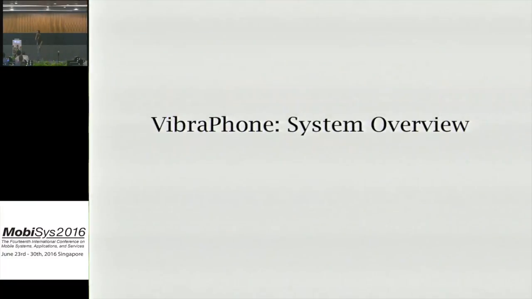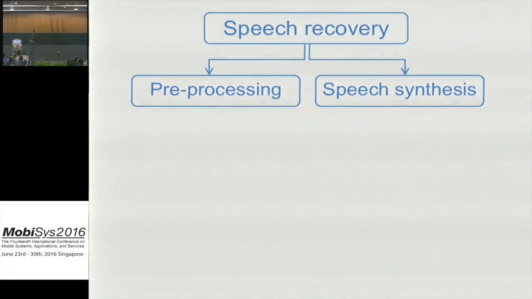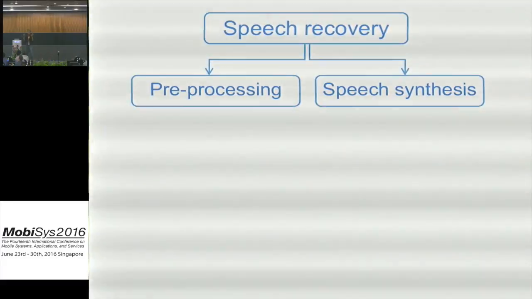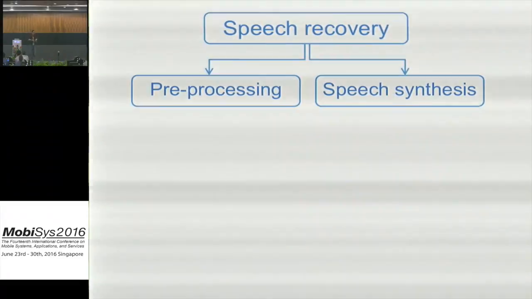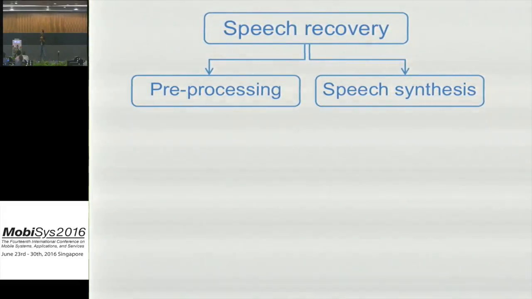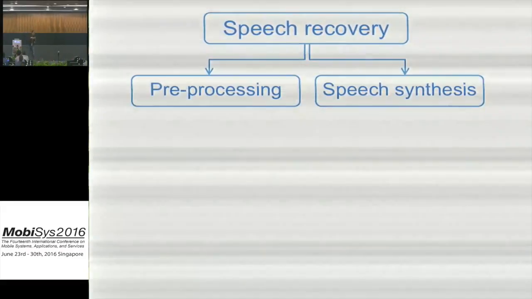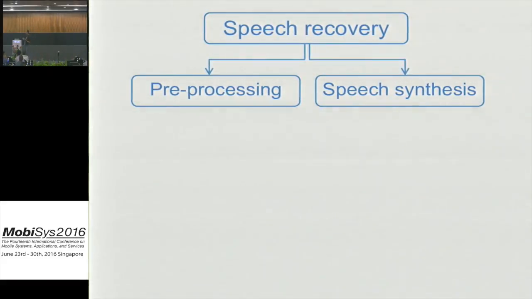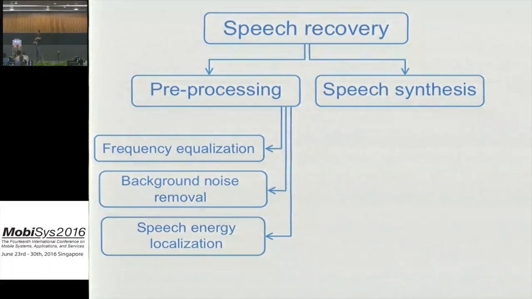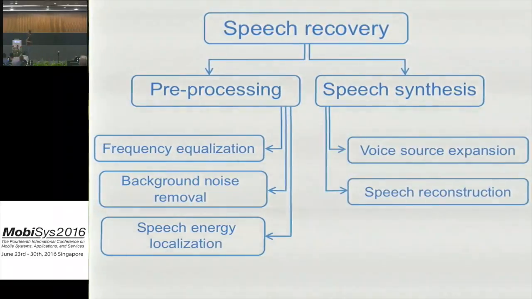Okay? So we call our system Vibraphone, and here's a quick system overview. To recover the human speech, there are two essential steps. One we call pre-processing, essentially cleaning the signal, doing things to the signal so that we get as sanitized a signal as possible. And then the other part is speech synthesis, where we take human speech grammar and apply it on the signal, because human speech does have a very nice grammar and we should be able to leverage that to our advantage. Under pre-processing there are techniques like frequency equalization, background noise removal, speech energy localization, and under speech synthesis there's voice source separation and speech reconstruction.